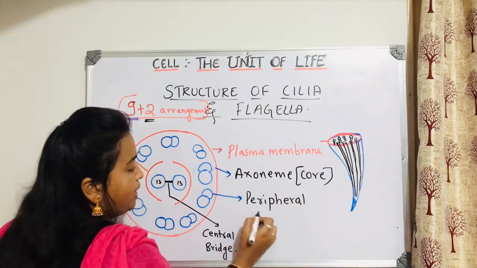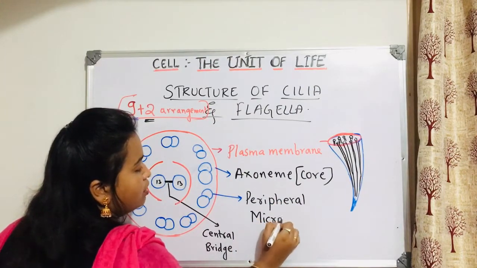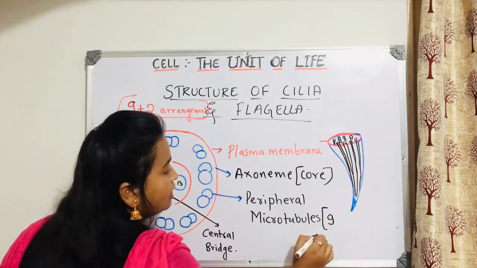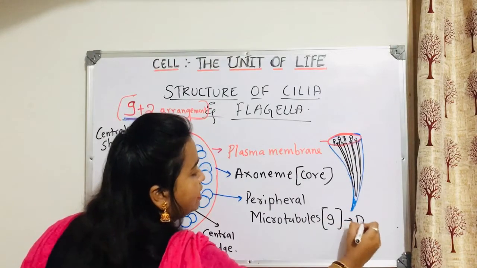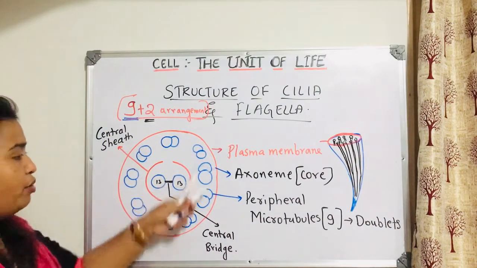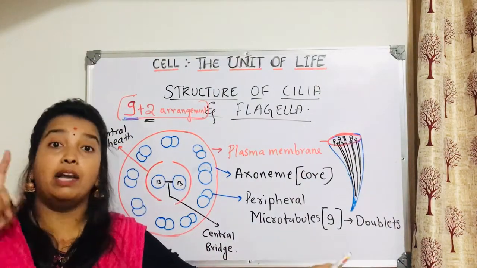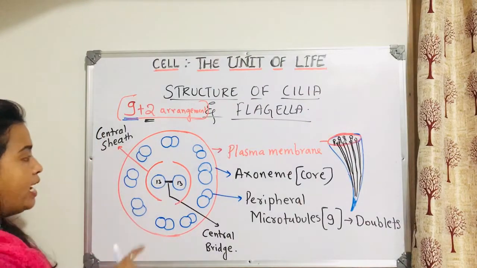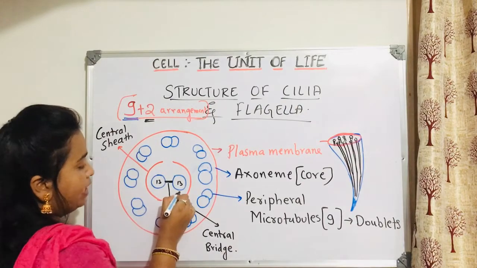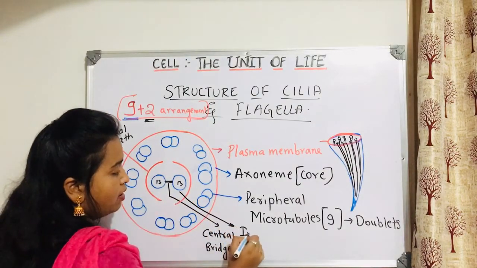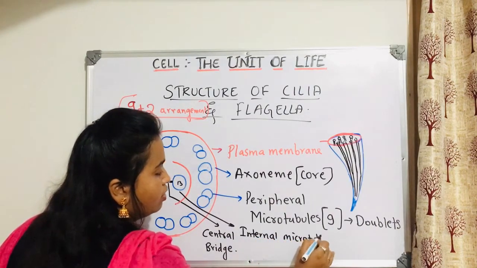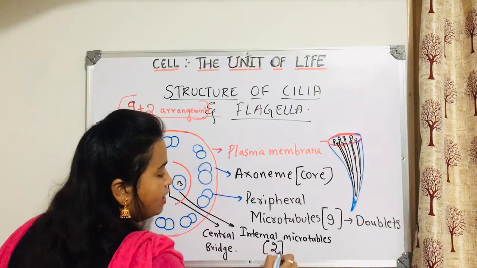Peripheral microtubules, which are 9, right? They are 9, and they are doublets. Peripheral microtubules are 9 and they are found in doublets. Then these are internal microtubules, which are singlets. That also you can write: these are internal microtubules. How many are there? 2 are there, and they are singlets.